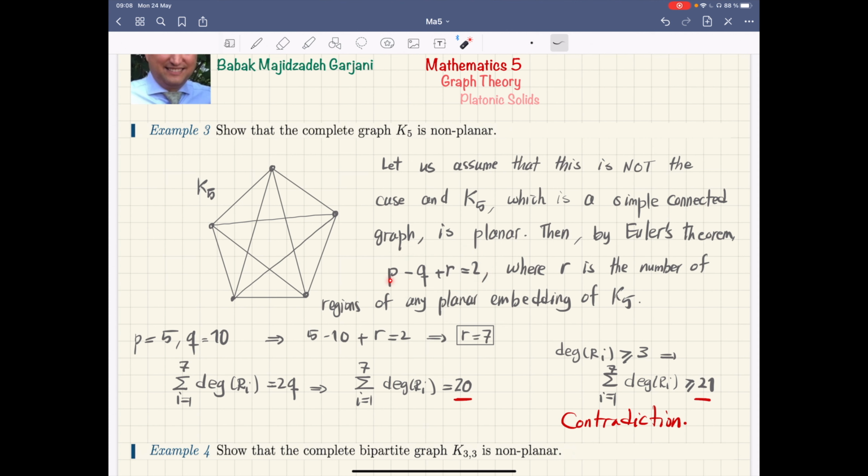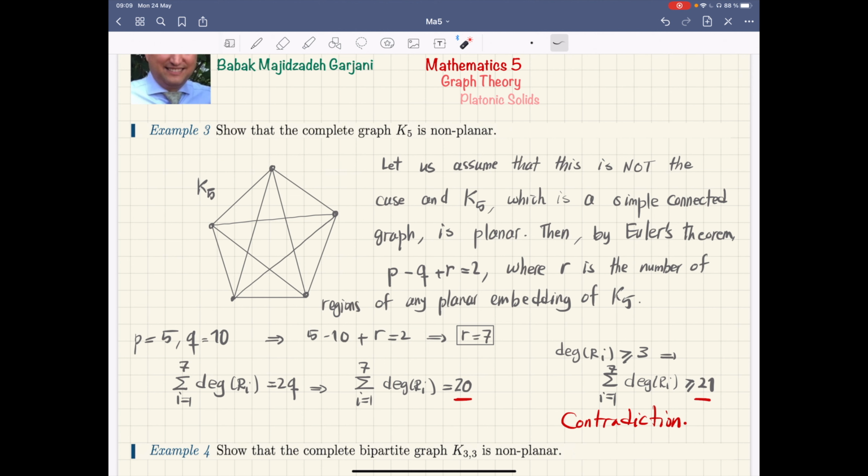P is easy, I just count the number of vertices. Q is easy, I just count the number of edges and put them in the Euler formula and solve this very simple equation and find R is equal to 7. It means that it doesn't matter how you draw it, there should be 7 regions there. And then you use this theorem, and instead of Q you put 10, you get 20.